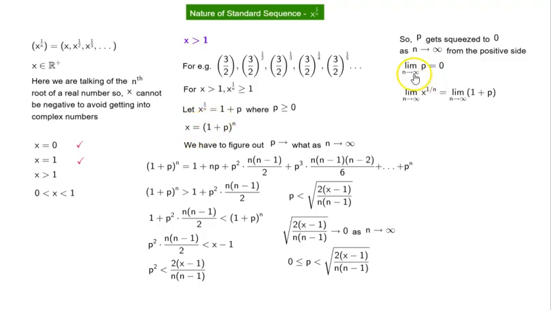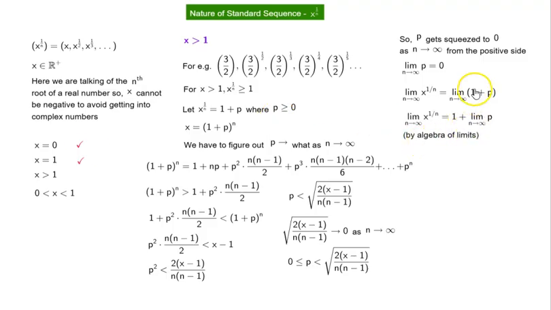Remember, we are not interested in p itself. We are interested in x to the power of 1 by n. What happens when n goes to infinity? So limit as n goes to infinity of x to the power of 1 by n is equal to limit as n goes to infinity of 1 plus p. So we are basically taking the limit on this statement.